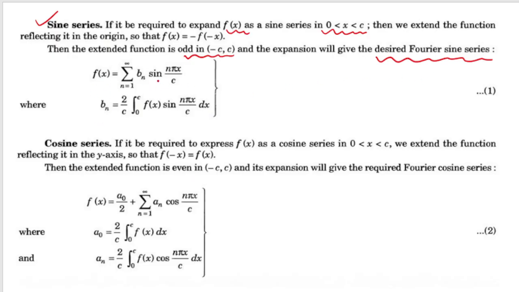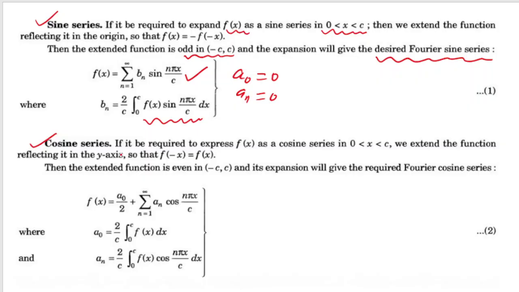In this case, the expansion will look like f of x is equal to the summation, n varies from 1 to infinity, of bn sine n pi x by c. We know from our earlier discussion that if we make the function odd in the interval minus c to c, the a naught term and the an term both become 0. So I will get just the bn term. And how will bn be evaluated in this case? The bn will be evaluated using the formula 2 by c, integral 0 to c, f of x sine n pi x by c dx.